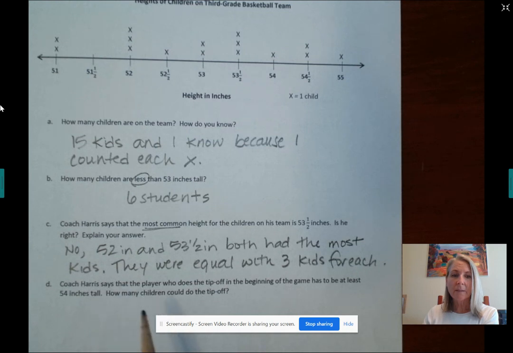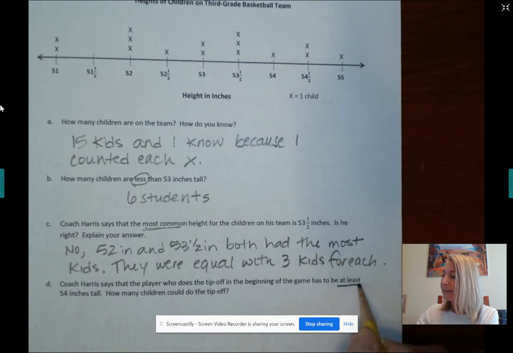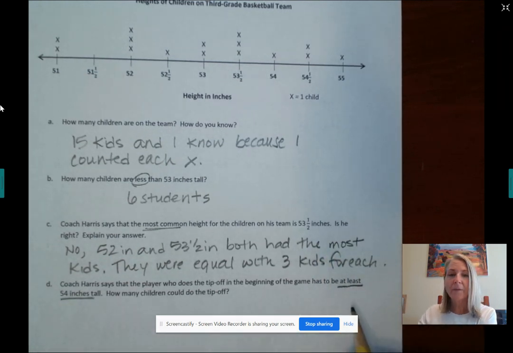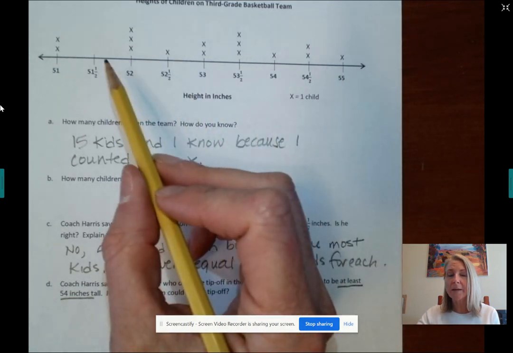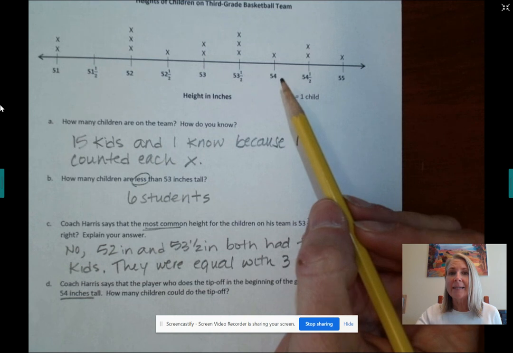Coach Harris says that the player who does the tip-off in the beginning of the game has to be at least 54 inches tall. Okay, so on this at least, I want you to think about when we do sprints and we celebrate progress. It's like if you have improved by at least 1, stand up. If you have improved by at least 2, stay standing, right? So it means that you have to have that amount as the minimum, or you can have more than that amount.